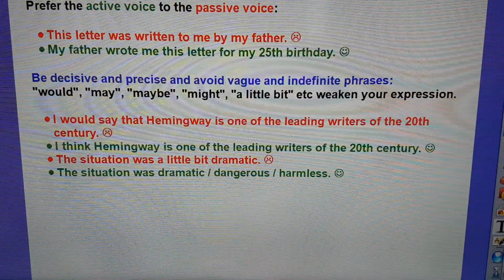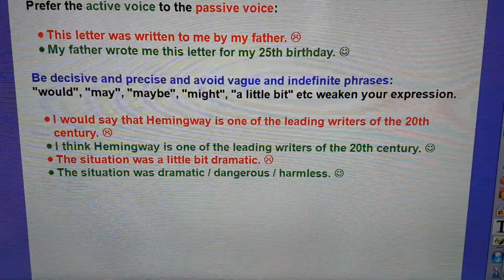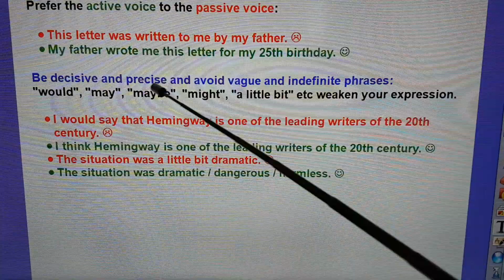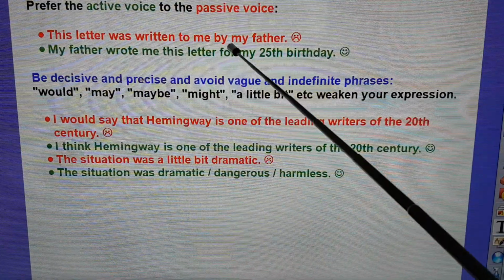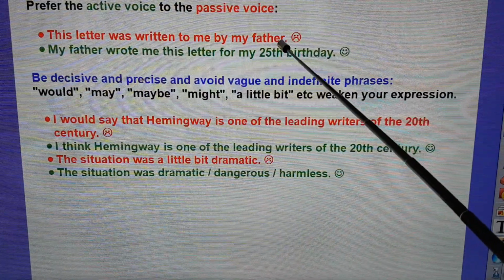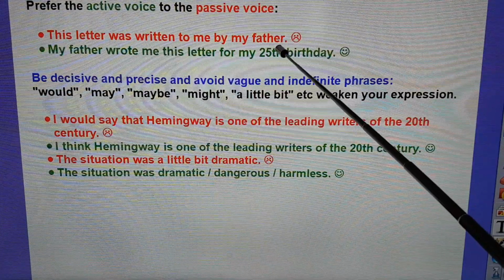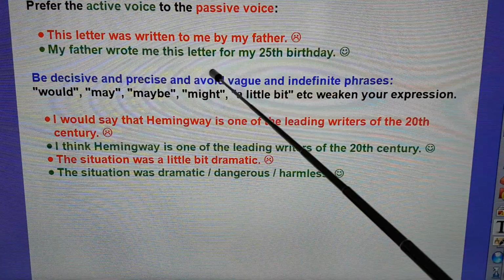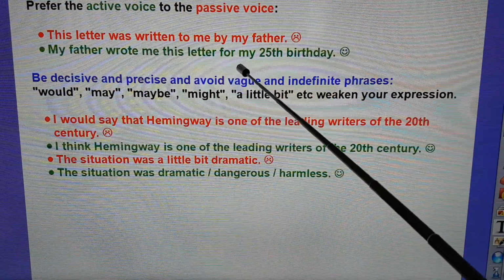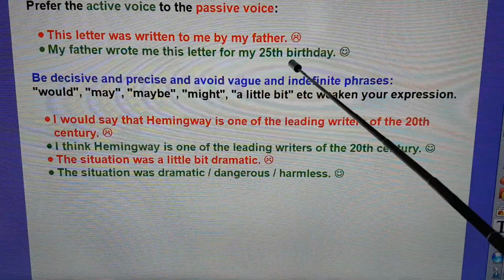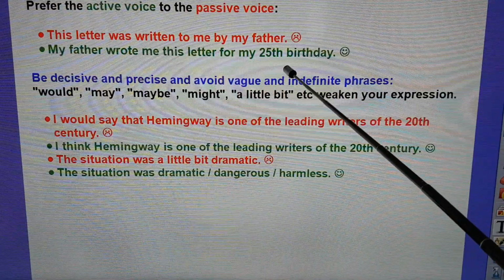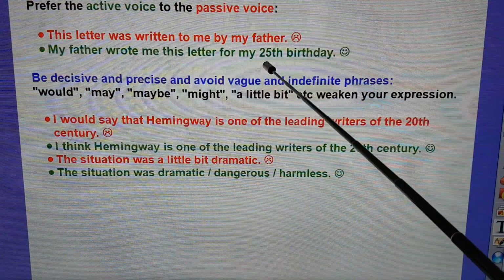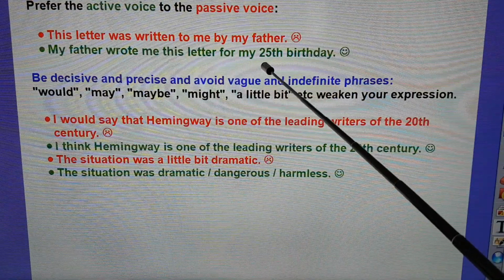But whenever you can, whenever you know the agent, please use the active voice. A sentence such as this one, "This letter was written to me by my father," is grammatically correct, but it is not idiomatic English. Idiomatic English is this one: My father wrote me this letter for my 25th birthday. So whenever you can, prefer the active voice to the passive voice.